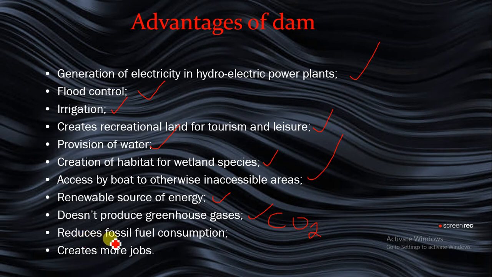Now, remember, fossil fuel is a form of non-renewable energy that produces carbon dioxide, which is a greenhouse gas that can lead to what? Global warming. So, with the reduction in the use of fossil fuels and due to the availability of dams as an alternative form of energy, you will help to curb the issue of global warming and the increase in greenhouse gases in the atmosphere.